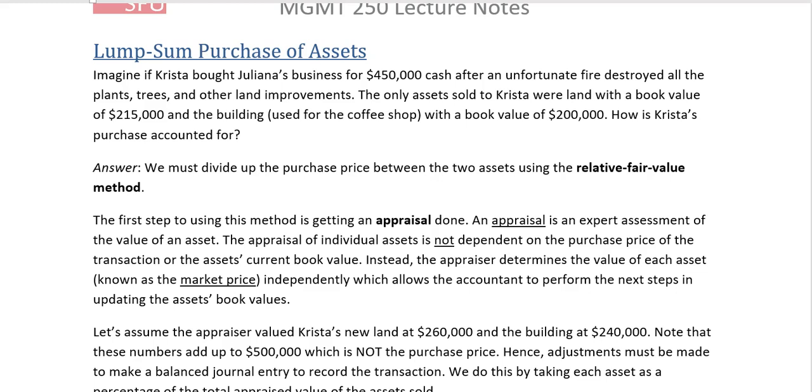So the way we do this is we divide up the purchase price between the two assets using a relative fair value method. So the first step when using this method is you have to consult an appraiser. An appraisal is an expert assessment of the value of an asset. The appraisal of individual assets is not dependent on the purchase price of the transaction or the asset's current book value. Instead, the appraiser determines the value of each asset, known as the market price, independently, which allows the accountant to perform the next steps in updating the asset book values.